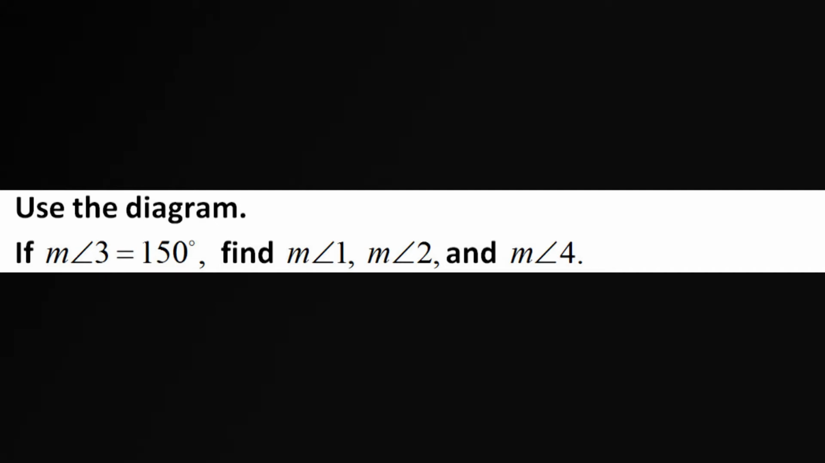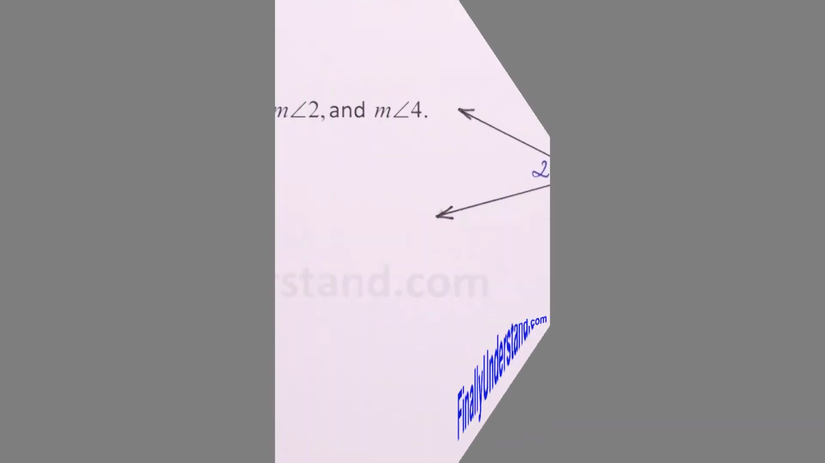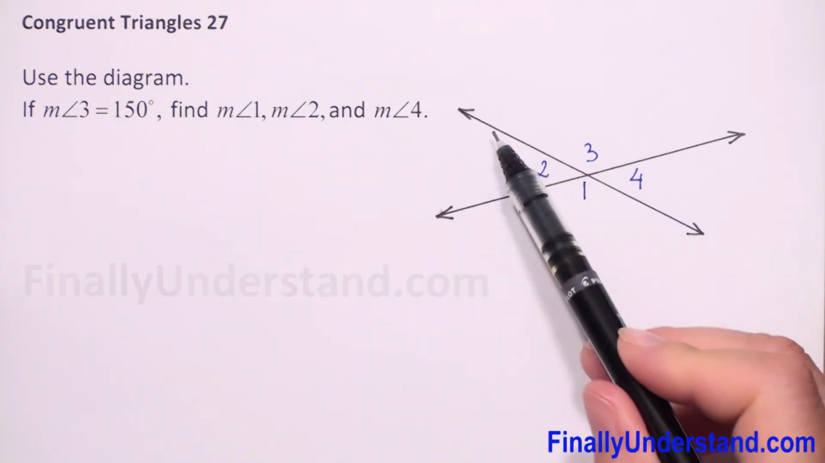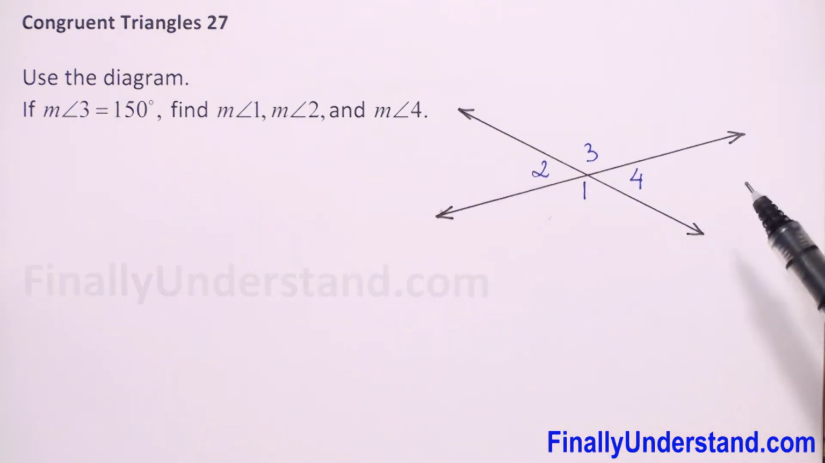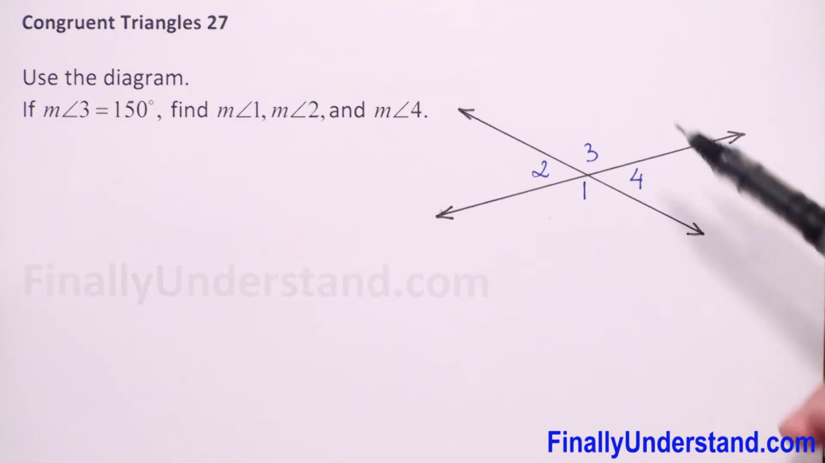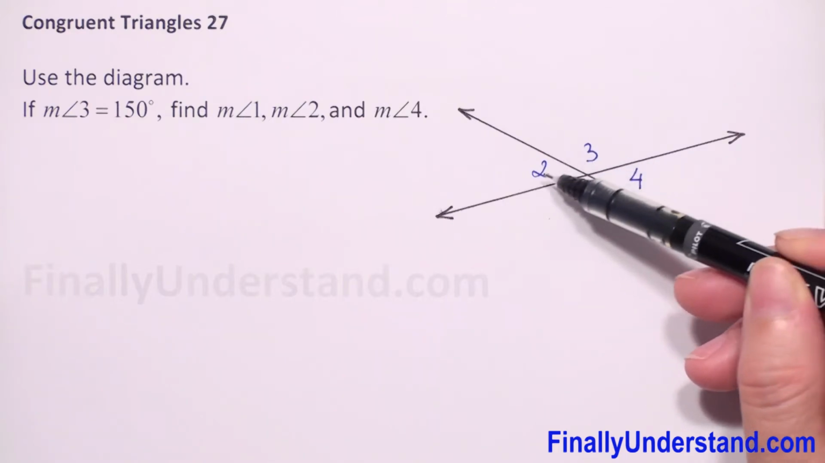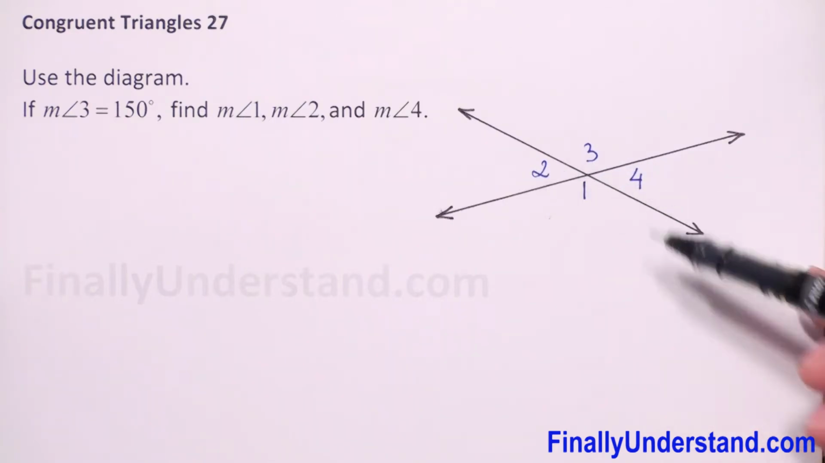We have a given diagram, and the measure of angle 3 is 150 degrees. We have to find the measure of angles 1, 2, and 4. On this diagram, we have two lines which cross each other, and we have vertical angles. 1 and 3 are vertical, and 2 and 4 are vertical.